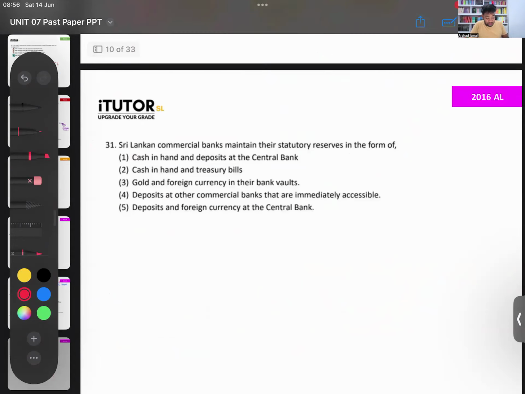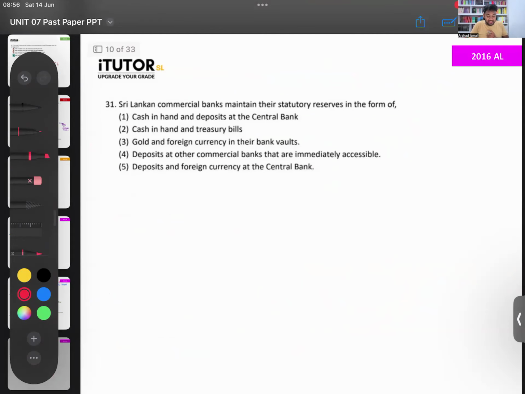2016, question number 31. They're saying Sri Lankan commercial banks maintain their SRR in the form of what? What have I told you all about? Where do commercial banks keep their SRR most? Cash in hand and deposits at the central bank, cash in hand and treasury bills, gold and foreign currency in the bank vaults, deposits at other commercial banks that are immediately accessible, deposits and foreign currency at the central bank. Where do they keep this SRR level? Most of it they have to deposit with the central bank, but some of it they might have in their safe as well. So which one is that answer?